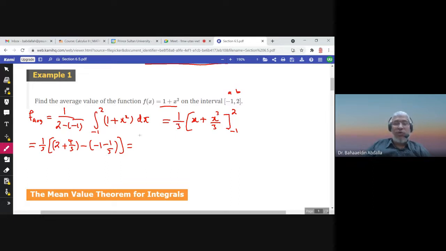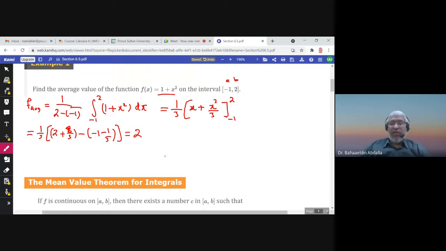This is 2 to the power 3. This is 8, not 4. I made a mistake. So this is 14 over 3 minus -4 over 3, which is 6 over 3. The answer is 2. So the average value of the function is 2.